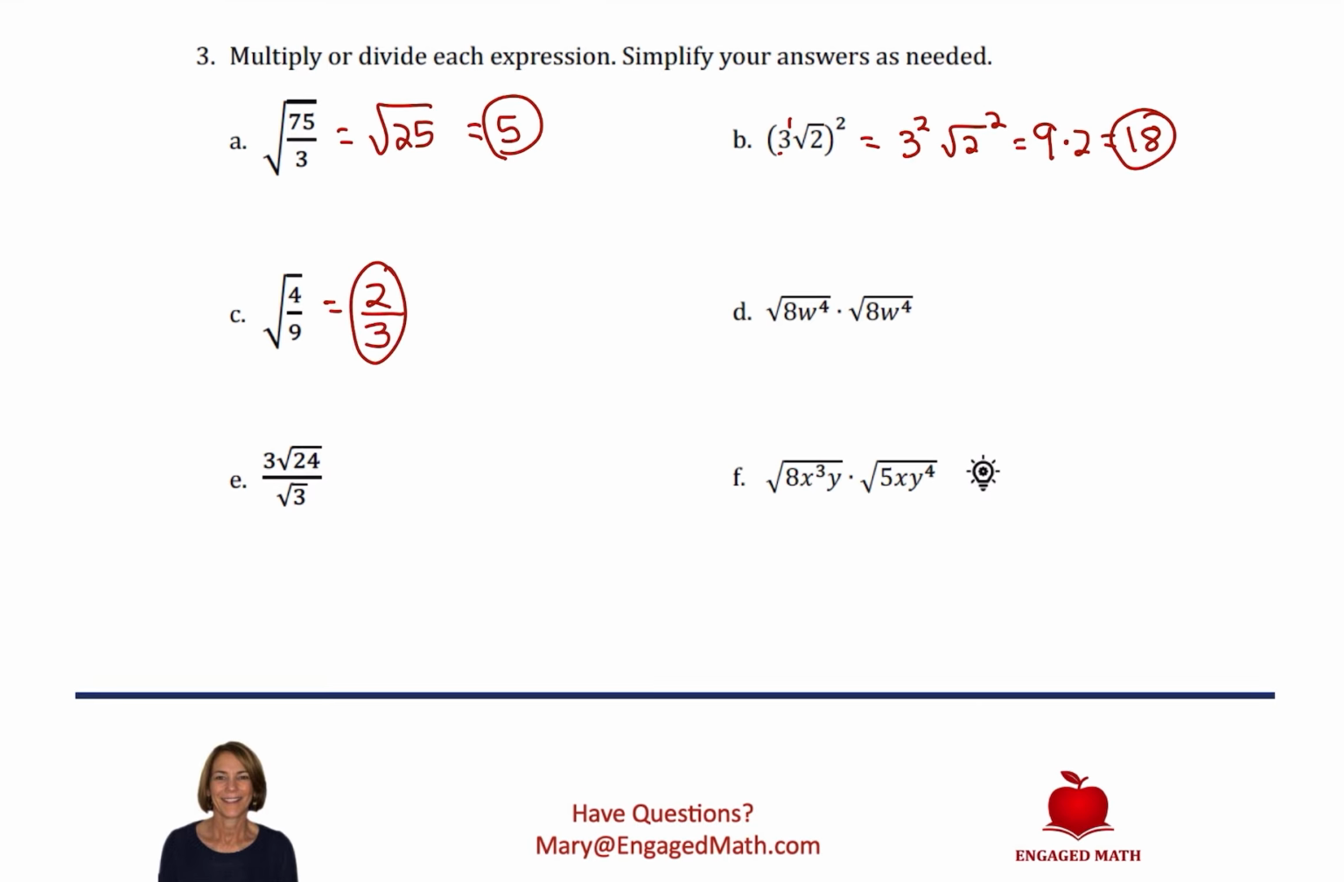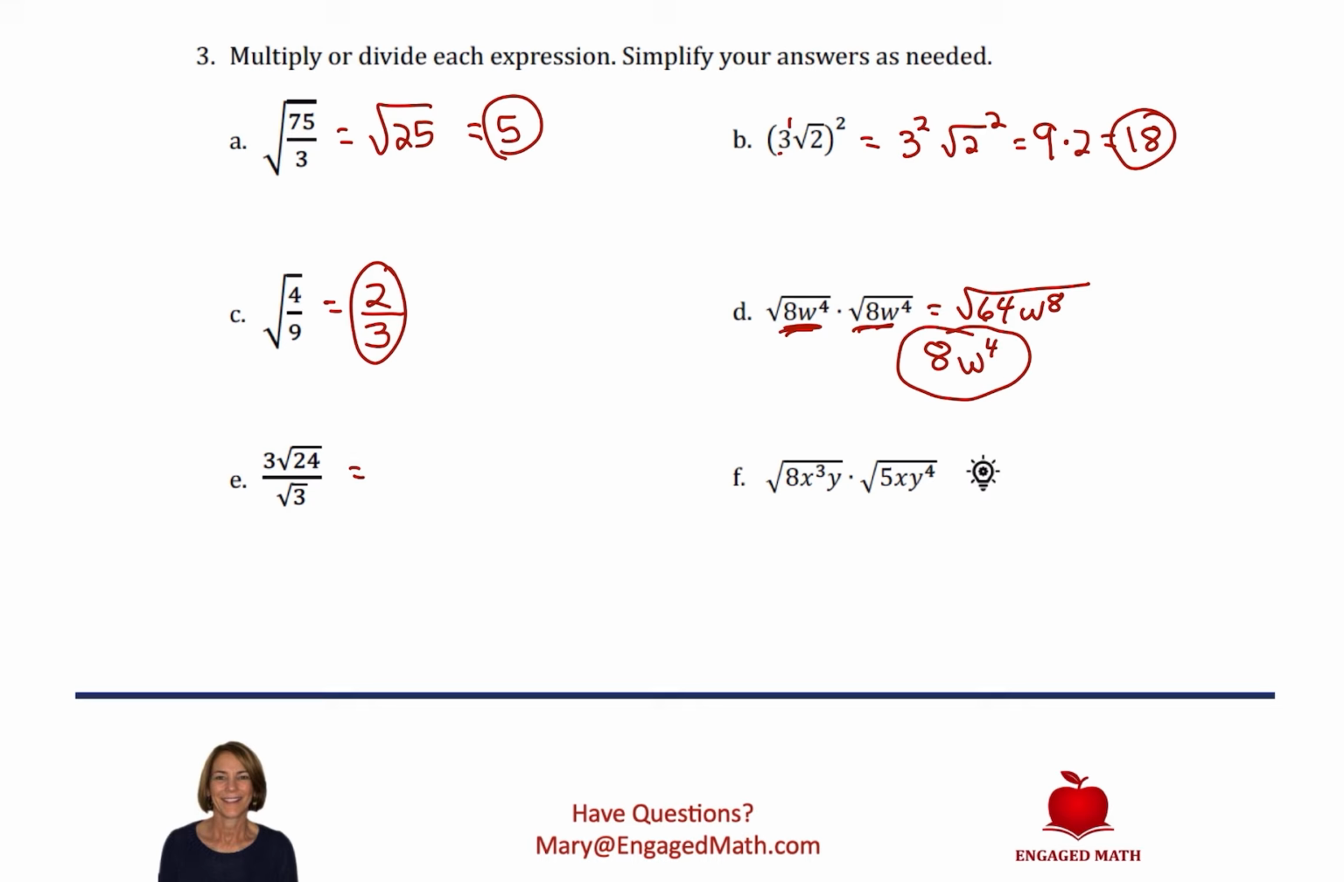For D, because we have the square root of something squared, we could do it the long way. We could say, oh, it's 64w to the 8th, and then we can take the square root of 64, which is 8, and the square root of w to the 8th, which is w to the 4th, because w to the 4th times w to the 4th gives us w to the 8th. So our answer is 8w to the 4th, but at the beginning, you may have seen that since you're squaring the square root of something, we just get that to pop right out of the radical and get 8w to the 4th.